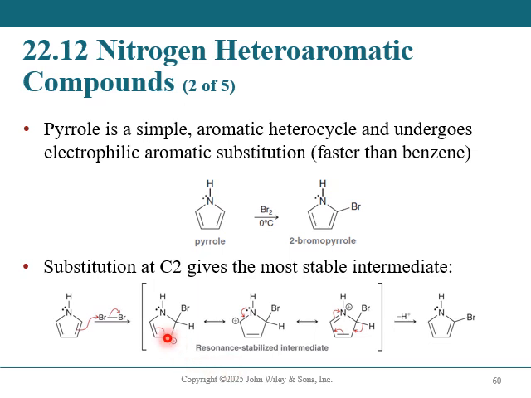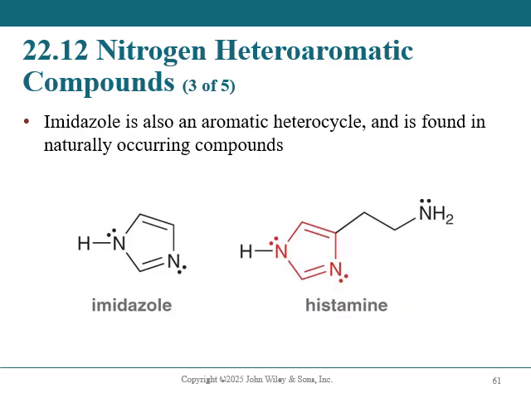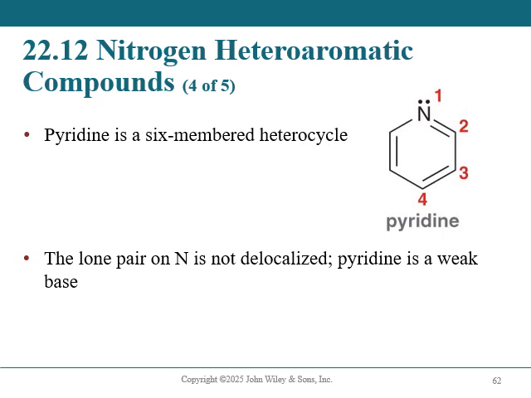So we have the resonance stabilized intermediate followed by the loss of a proton and the halogenation at that position 2, or that first position actually, gives you that brominated compound. Imidazole is also an aromatic heterocycle and is found in naturally occurring compounds such as histidine and histamine. Pyridine is a 6-member heterocycle. Let's see, the nitrogen on this side. The lone pair of nitrogen is not delocalized, so that makes it a weak base.